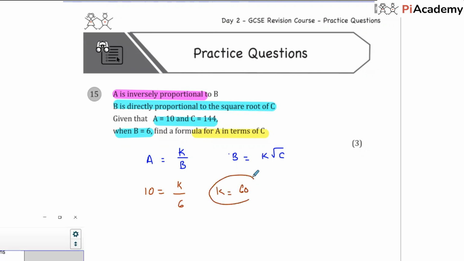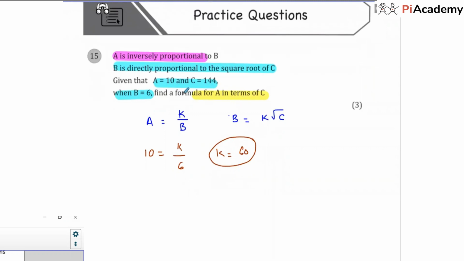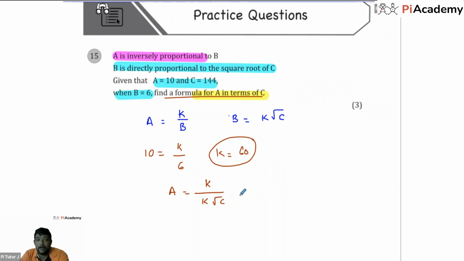So you have the K value. Now find the formula of A in terms of C. So A is equal to K over K root C. B is K root C, right? Oh, okay. What do you get? Check, guys. One check. Do you get K over 6?